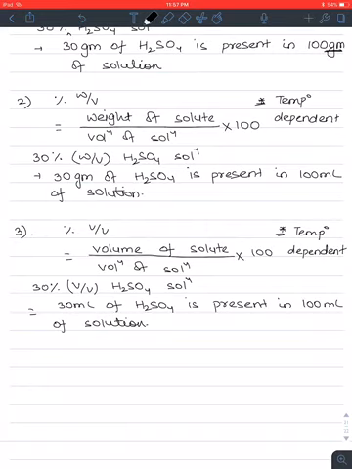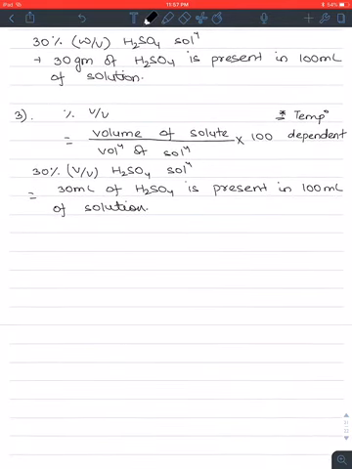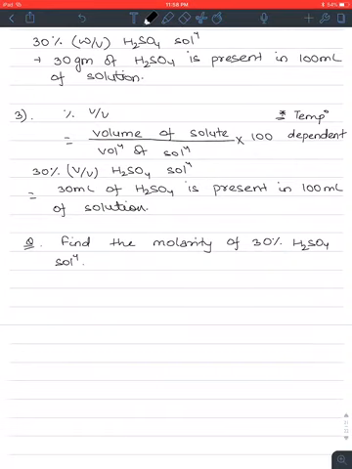Suppose in the question they are saying that find the molarity of 30% H2SO4 solution. So let's do this question. Find the molarity of 30% H2SO4 solution. How will you approach in this question?